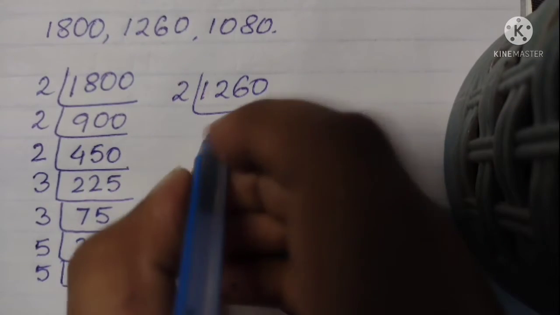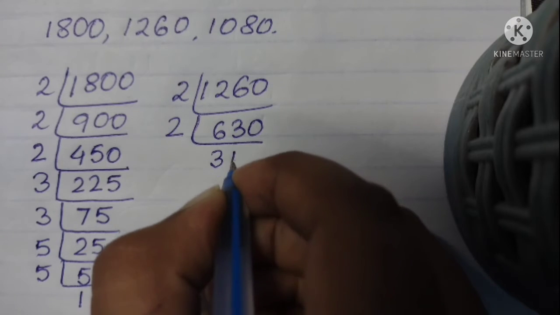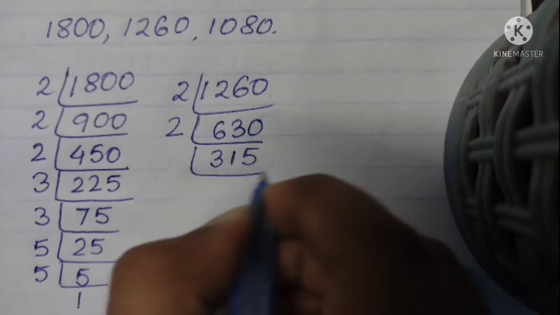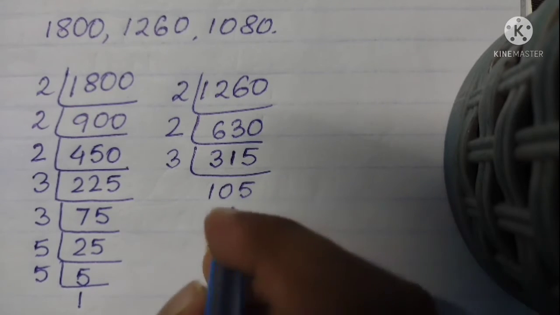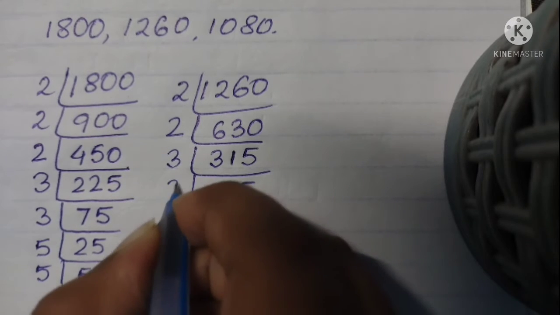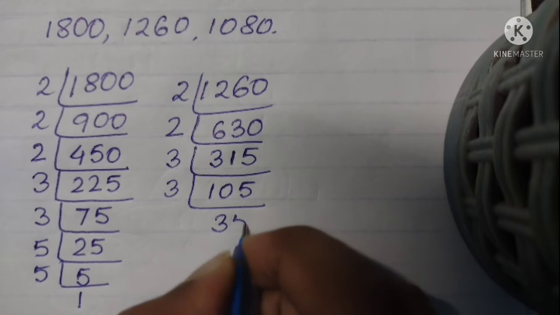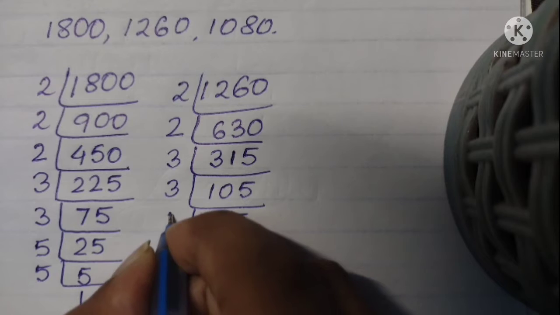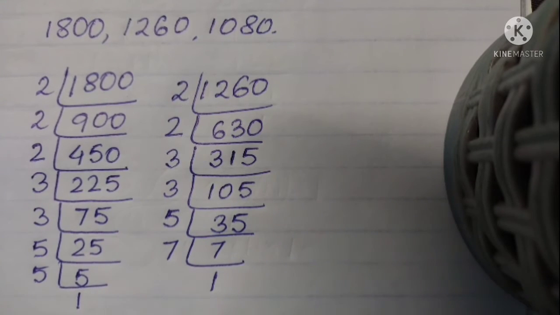630 is the quotient. It is divisible by 2. 315 is our quotient. It is divisible by 3. 105 is our quotient. It is also divisible by 3. 35 is our quotient. It is divisible by 5. Quotient is 7. 7 is a prime number. It is divisible by itself. Quotient is 1.